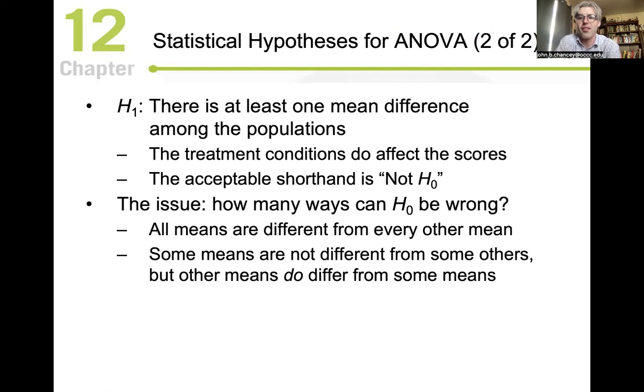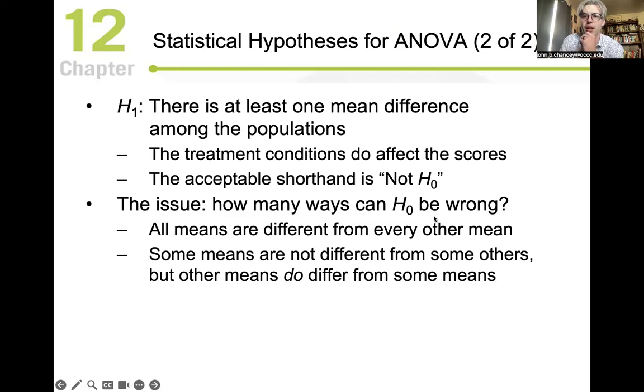Our alternative hypothesis, H1, there's at least one mean difference among the populations. The treatment conditions, medications, do affect the scores, like being either in the placebo or the high or the low dosage does have some kind of impact on the scores. And then the shorthand, I mean, it's pretty simple. You can just say not our null hypothesis.